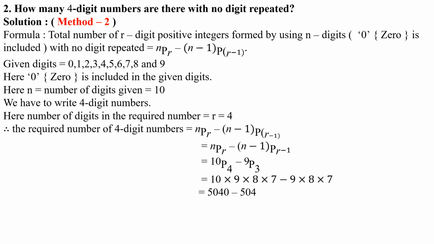Now simplify these two numbers. Finally we get 4536. In the previous first method also you got the same number. Understood these two methods, my dear children? Right. So you can follow any method. This is a formula based method, and in the previous first method, we used the permutations concept as well as the fundamental principle of counting. Okay, my children? Right. Shall we go to the next question?